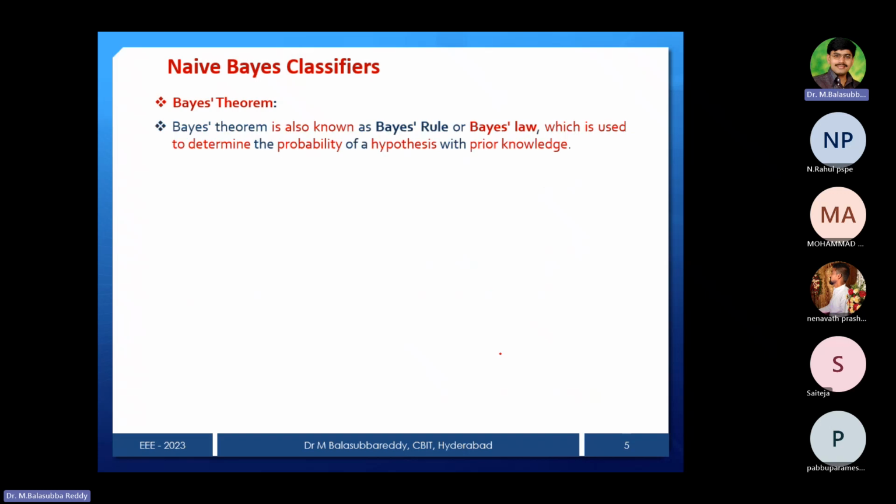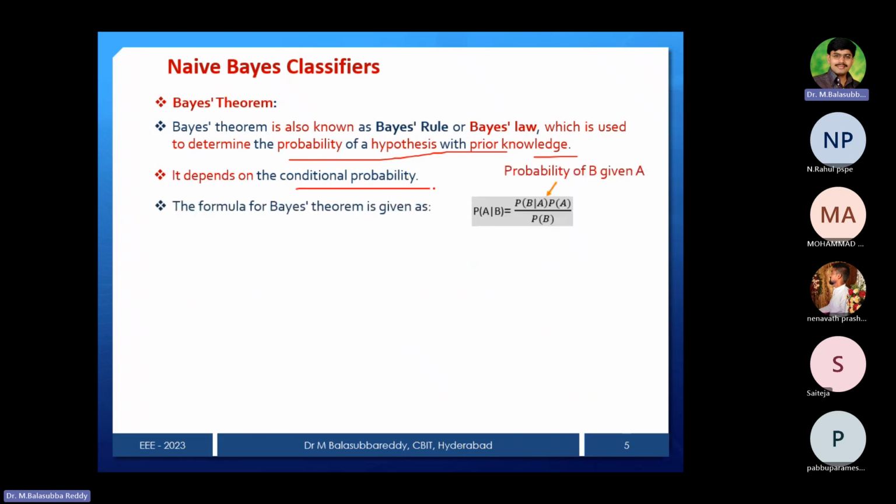And Bayes theorem is used to determine the probability of a hypothesis with prior knowledge. It depends on the conditional probability. The formula you can give is the same formula. Otherwise, the probability of B given A, that is P of B given A, and this is the probability of B, and this one is the probability of B. This is A and this is B.